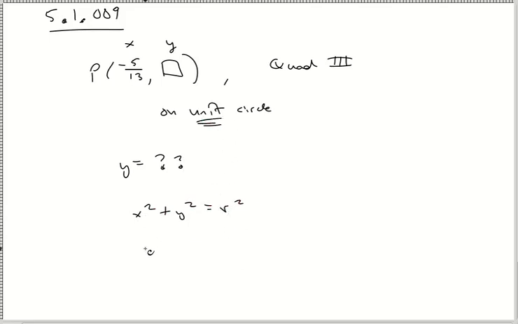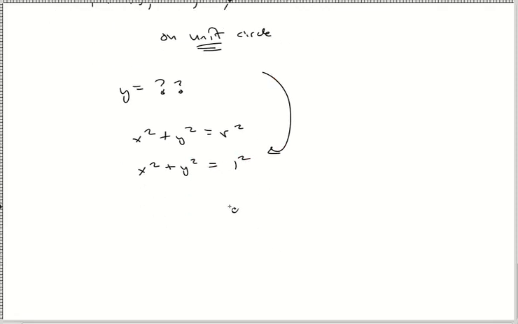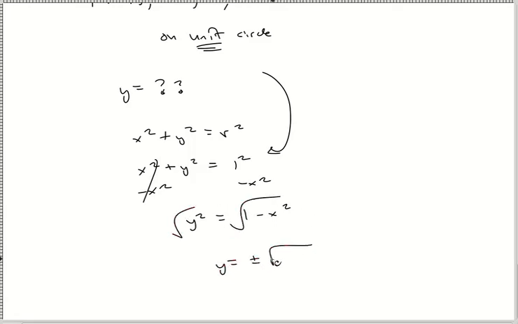Unit circle means that my r is a 1. See, that's unit circle, okay? And that's just simply a 1. I want to solve for y. Y equals what? Well, I'm going to minus x squared on both sides. So I got y squared is equal to 1 minus x squared, square root. Remember that you always have a plus and minus whenever you square root both sides, and this is equally important here.